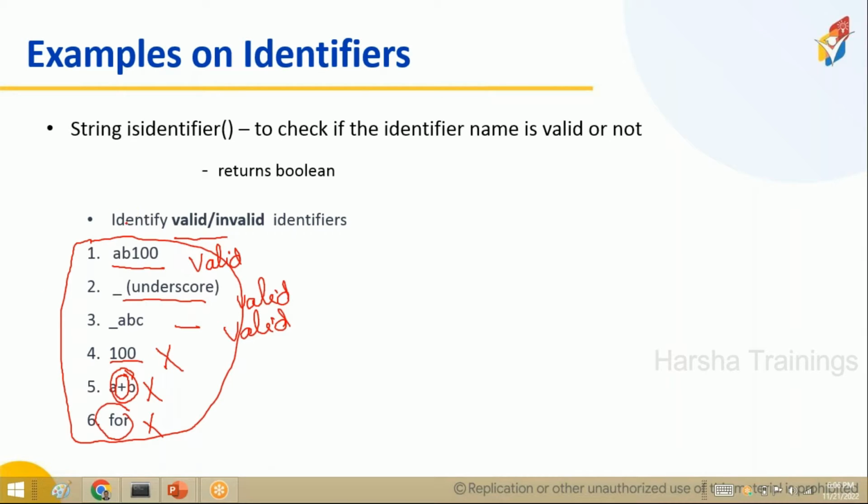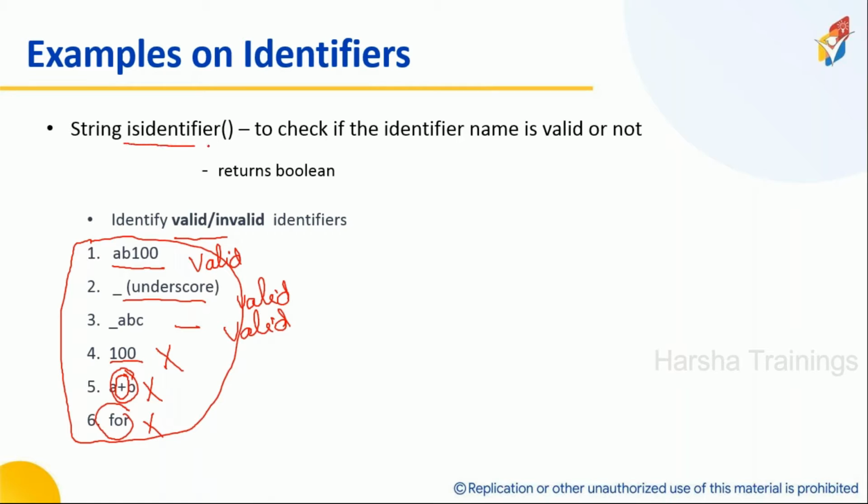Now we have a special function to identify whether a letter or a symbol which we have given is an identifier or not. It is isidentifier, which is always called on a string. It always returns a boolean, either true or false. True means valid, false means invalid.